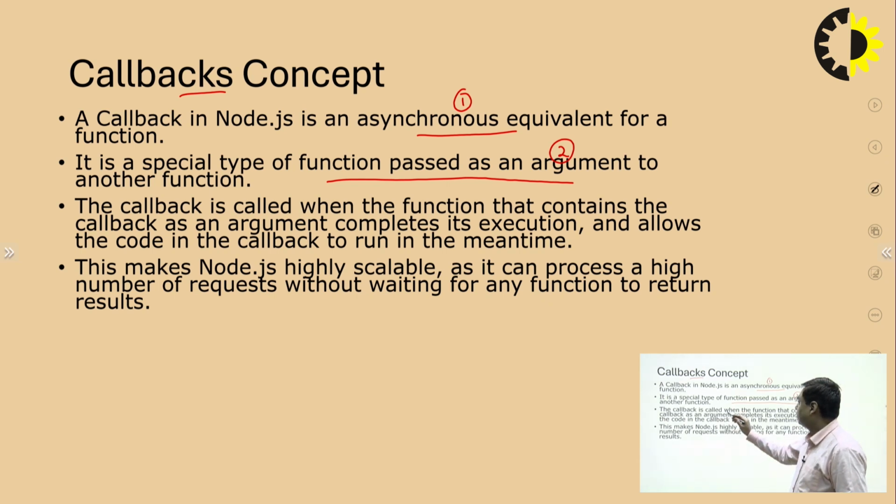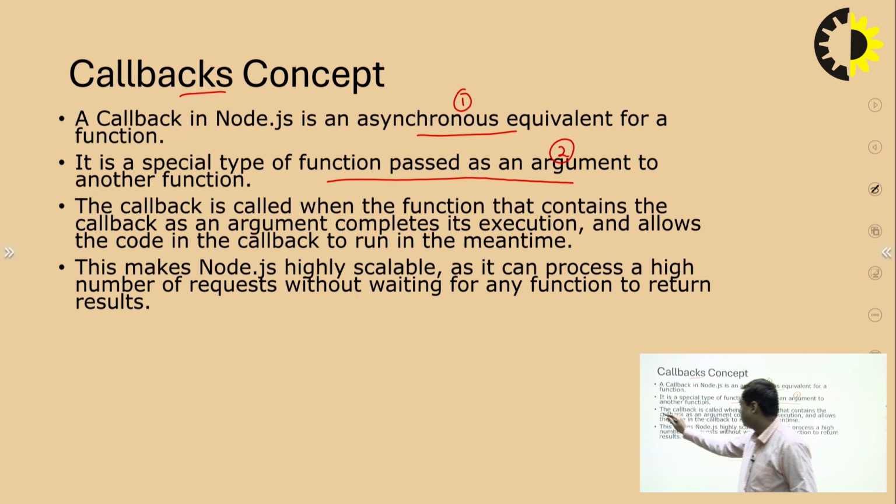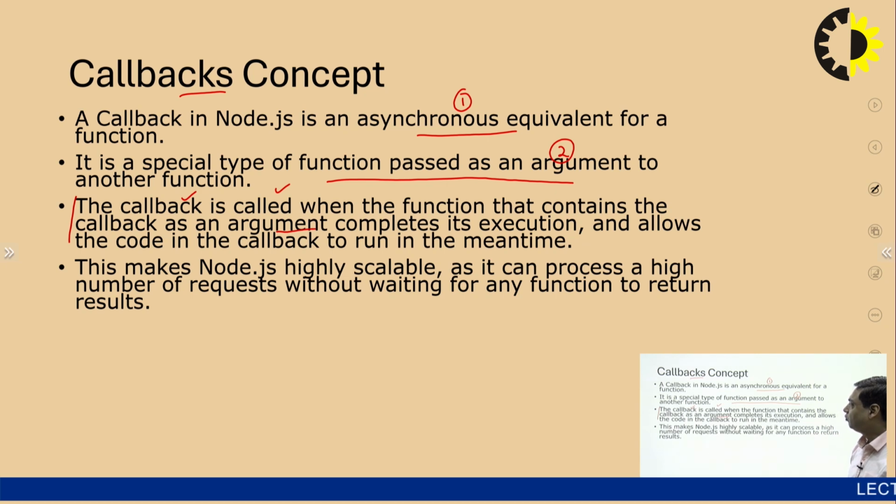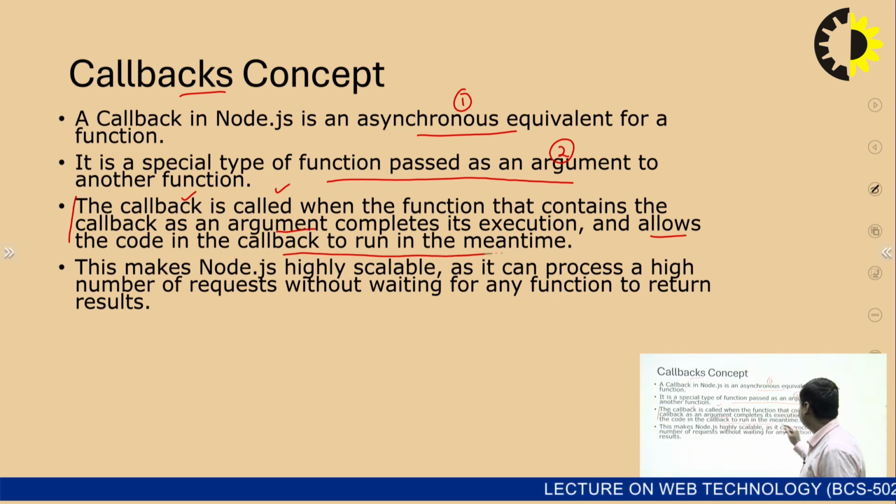The callback is called when the function that contains it... Now this part is important. We have a callback function, so it must be called. It will be called when the function that contains the callback as an argument is already executed. So we have a function in which we are passing the callback as an argument, and this callback function will be called when the first function is already executed, and it allows the code to run in the meantime.